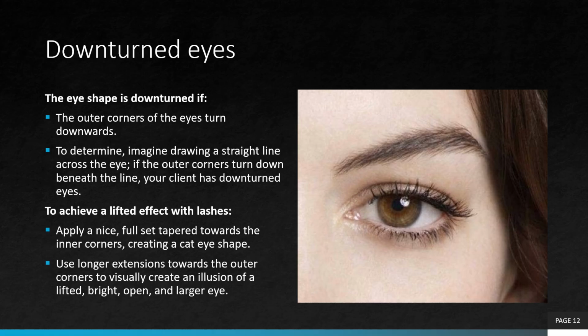To achieve a lifted effect with lash extensions for downturned eyes, it's best to apply a full set that tapers towards the inner corners, effectively creating a cat eye shape. This style helps to lift the outer corners, making the eyes appear more balanced.